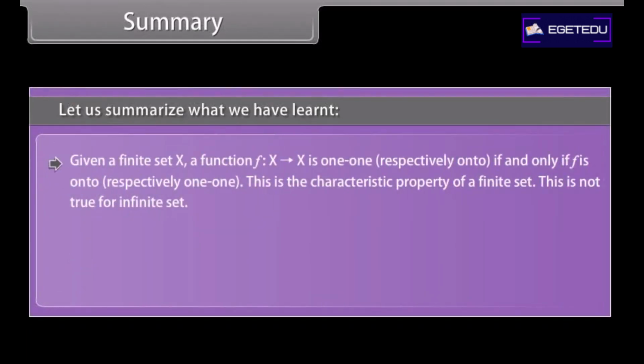Given a finite set X, a function f from X to X is one-one, respectively onto, if and only if f is onto, respectively one-one. This is the characteristic property of a finite set. This is not true for an infinite set. A binary operation star on a set A is a function star from A cross A to A.